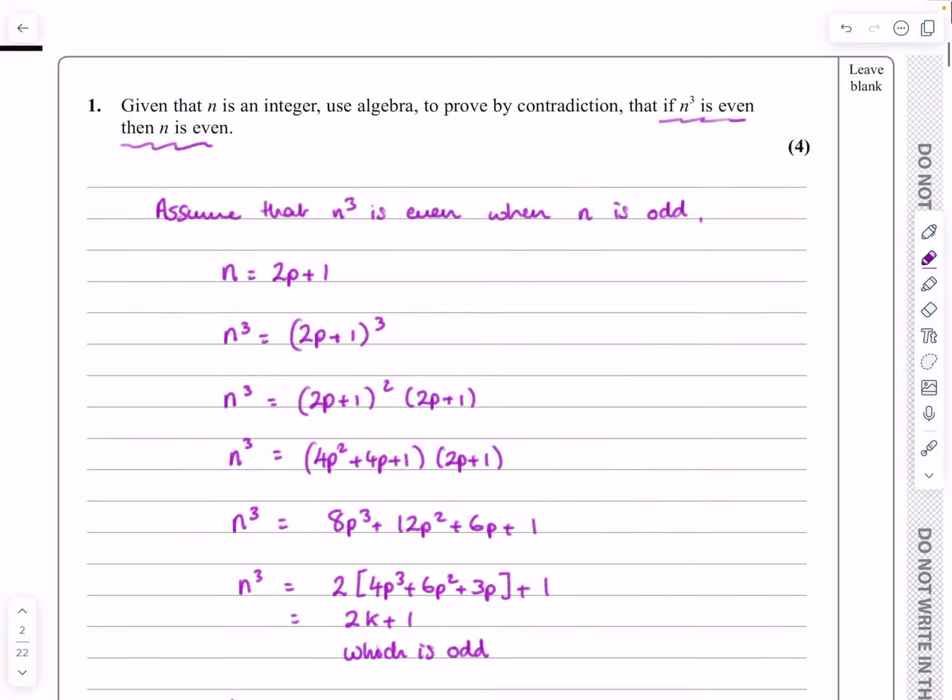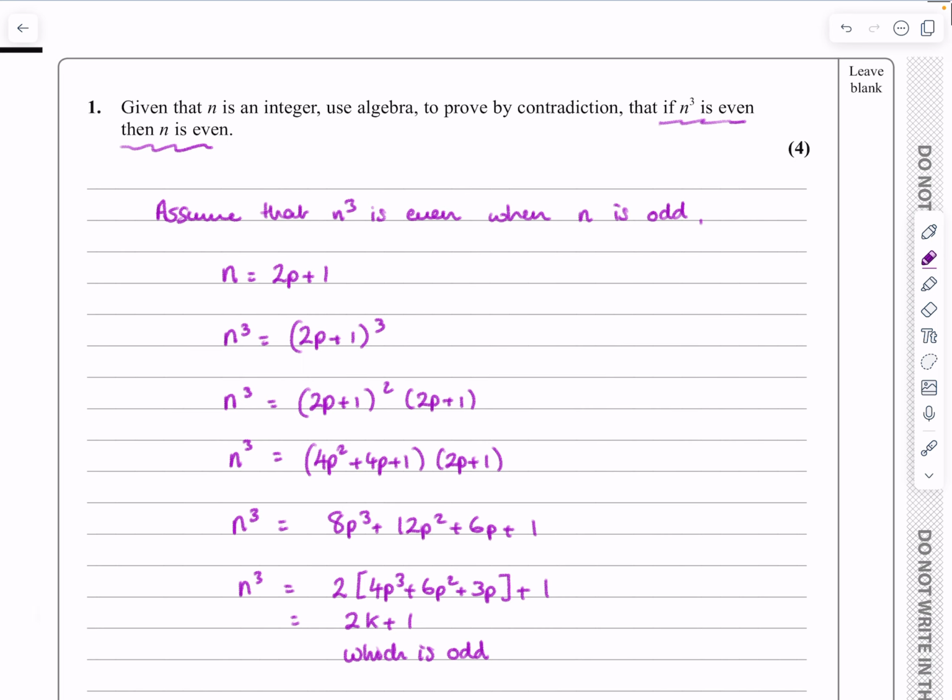Okay, so that's a relatively straightforward, quite short proof by contradiction question. Hopefully that will make sense to you.